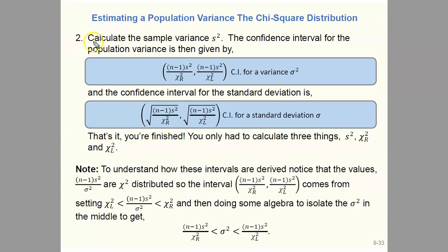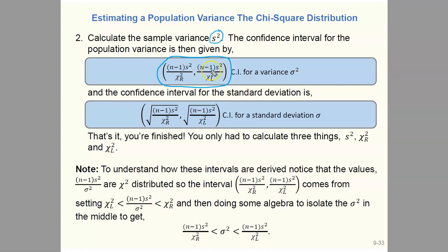Now step 2 in our process to find the confidence interval is to calculate the sample variance, s squared. So you calculate that next from your sampling. And then your confidence interval for the population variance is going to be given by this formula right here. That's it. So the left-hand endpoint of your interval will be n minus 1 times s squared divided by chi-square r. That's your right-hand cutoff under the chi-square distribution that you calculated earlier.